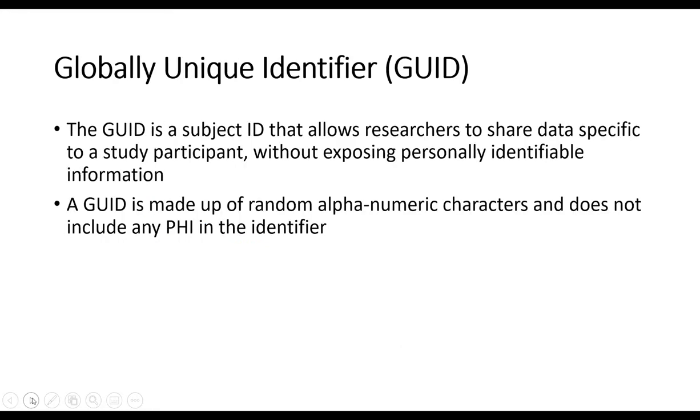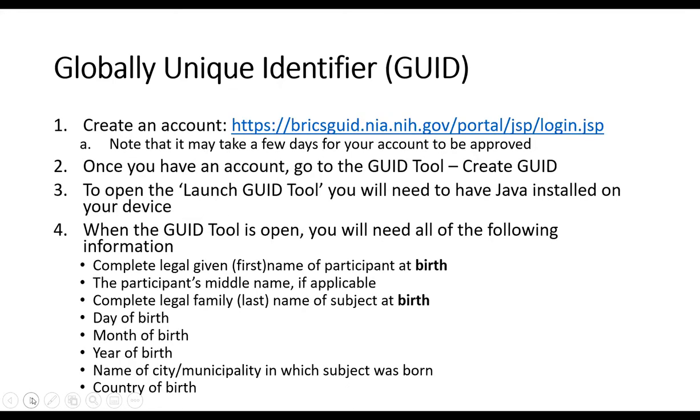So let's first start with the GUID. We do request that you generate GUIDs for this study and record them on the sample form. The GUID is a subject ID that allows researchers to share data specific to a study participant without exposing any of their PHI. It's made up of random alphanumeric characters, and it doesn't include any of the PHI in the identifier. In order to generate a GUID, you will need an account at BRICS.